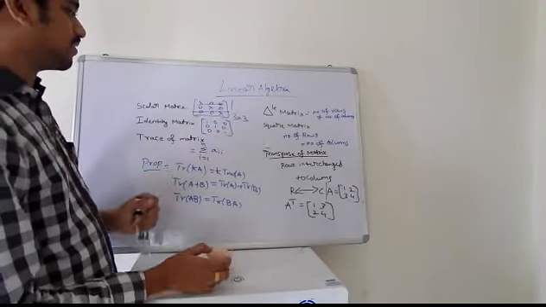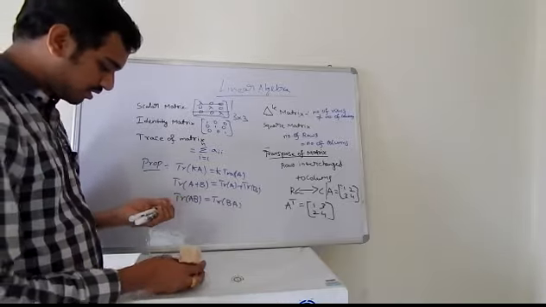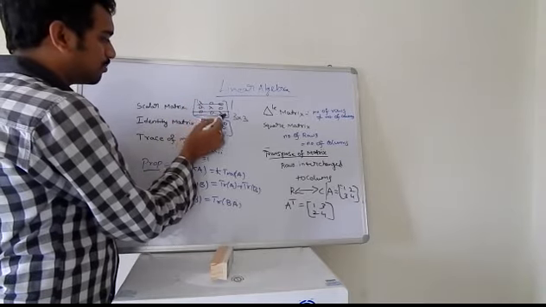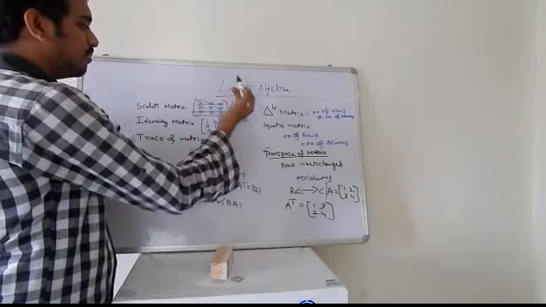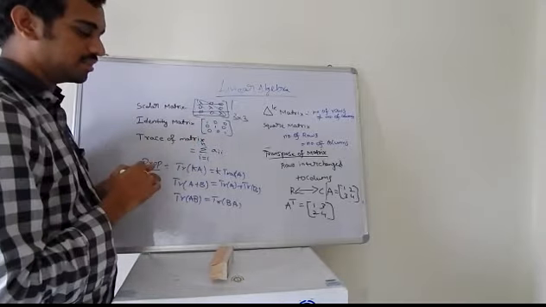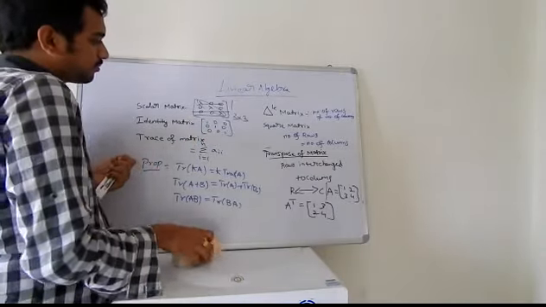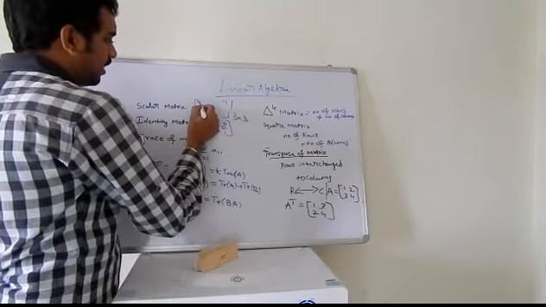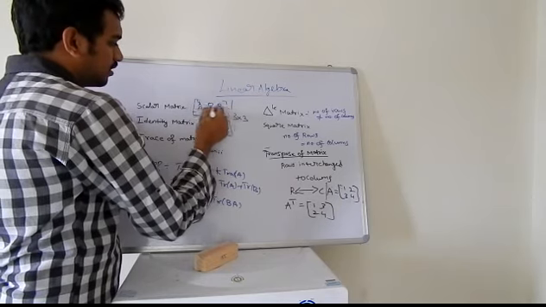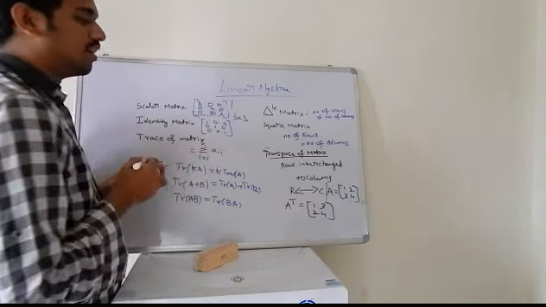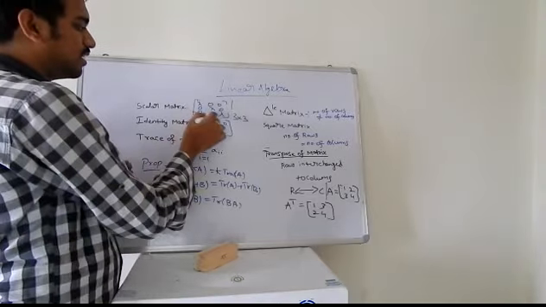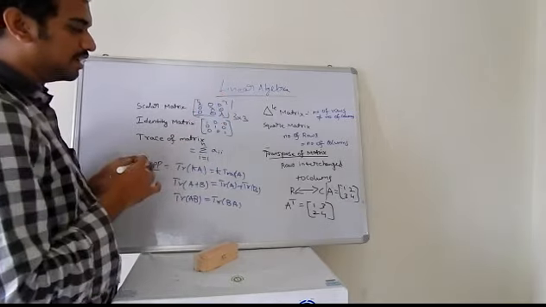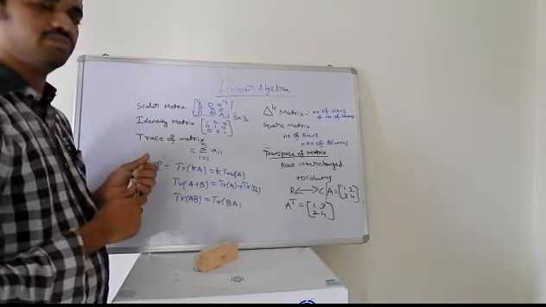So after these two classifications, we have the scalar matrix. In the scalar matrix, we divide the entire matrix into principal diagonal elements, elements above the diagonal, and elements below the diagonal. The diagonal elements all have the same value, that is lambda, lambda, lambda, and the elements above and below the diagonal are all 0.